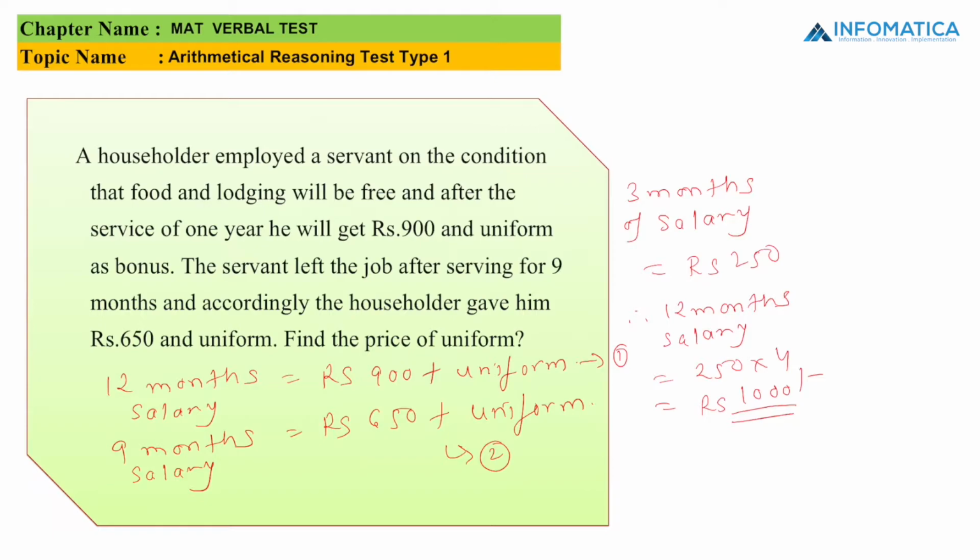Now if you look at equation 1, we had written that 12 months of salary is equal to rupees 900 plus the uniform. So now if I put rupees 1000 in the first equation, and if I subtract 900 from it, I get 1000 minus 900 is equal to the price of the uniform. So 1000 minus 900, that is 100, will give me the price of the uniform. So the answer to this question is option D, which is 100 rupees.